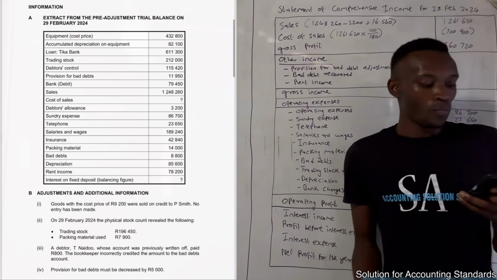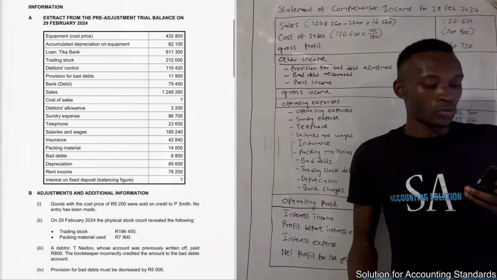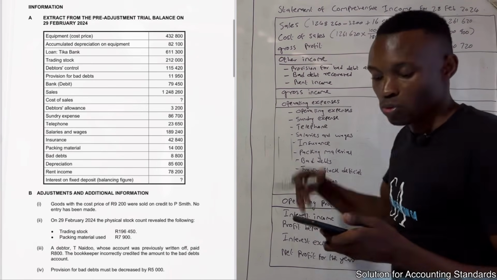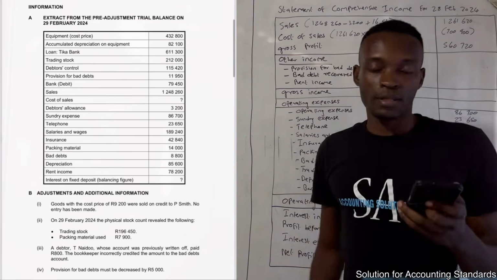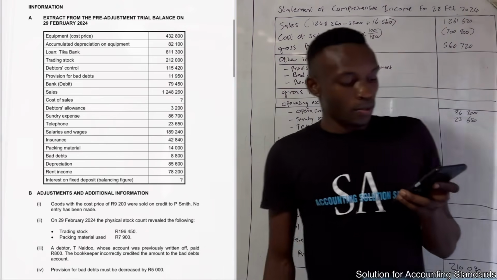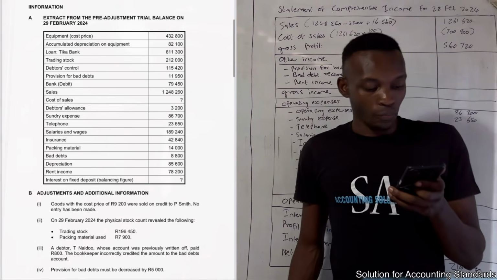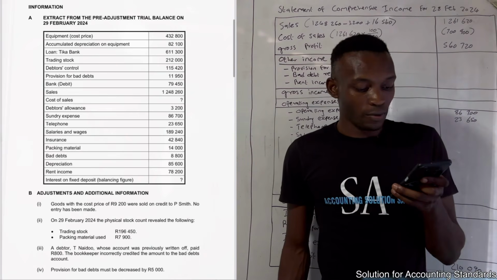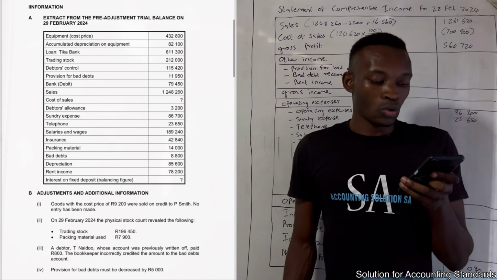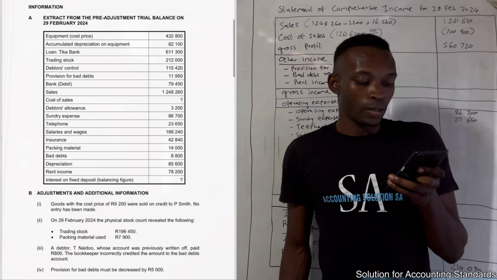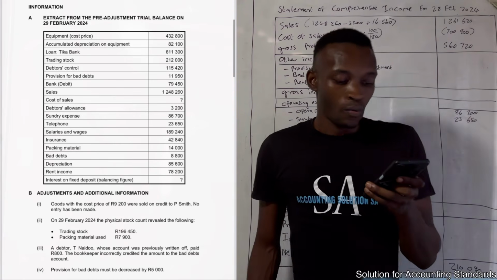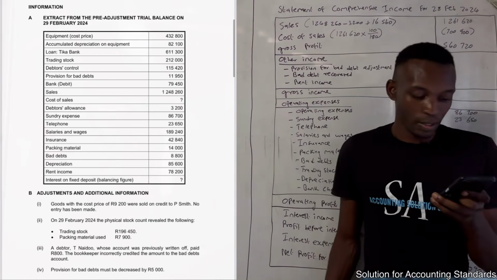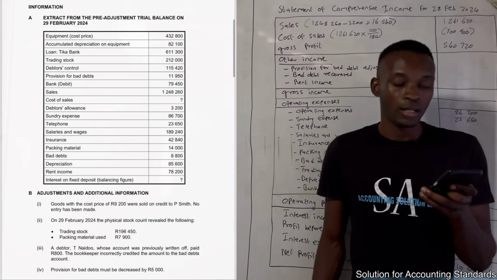Okay, the next one, we're going to do according to the transactions, guys, because we can't go to this part and this part. It's going to be difficult to edit. Okay, so Roman figure number 2, on 29 February 2024, the physical stock count revealed the following. We have a trading stock of 196,450, and we also have packing material used of 7,900.